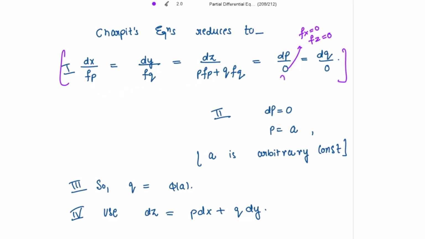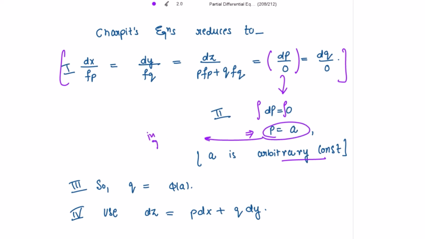And then we choose this ratio dp to be equal to 0. That implies, when integrating both sides, we get p equal to a, where a is an arbitrary constant. And from here, just put this value in the given equation, and you will get the value of q in terms of the constant a, right? And then the last step is to use dz equal to p dx plus q dy to get the complete integral. So these are the steps for the equations involving p and q.